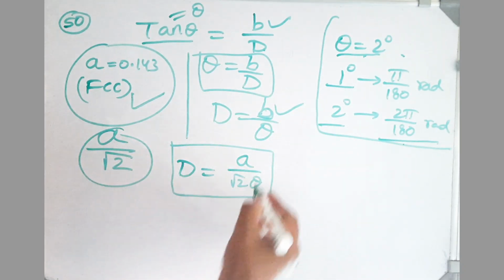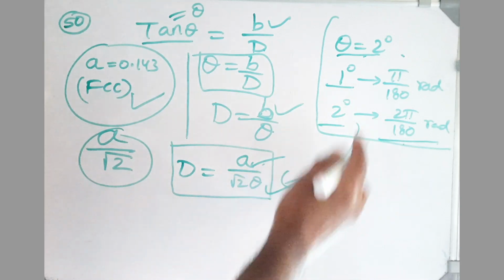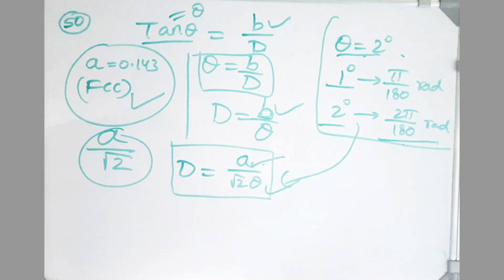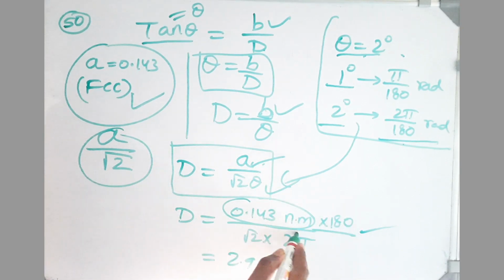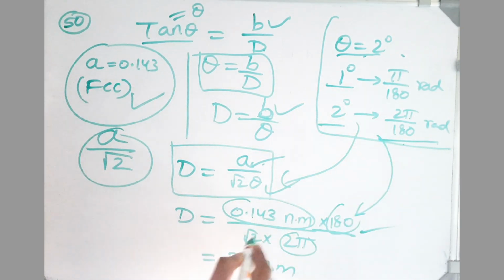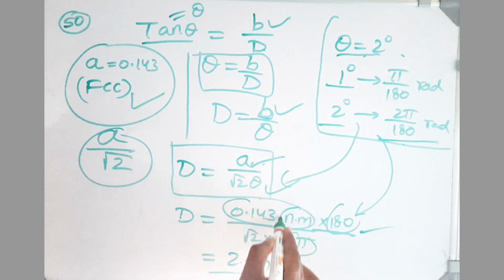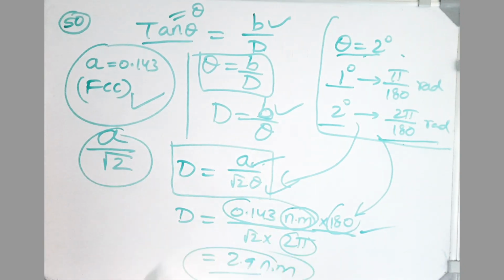Now we have all the values. a is given, theta is also given. So on substituting these values, we get our final answer. So friends, on substituting, we got this. This is the given a, and 2 pi by 180 is theta, and root 2. On solving this, we kept it in nanometers only because the answer is asked in nanometers. So our final answer is 2.9 nanometers.